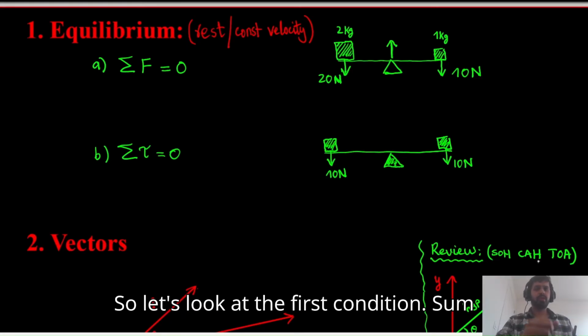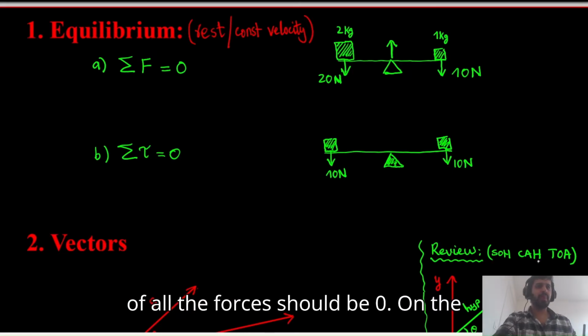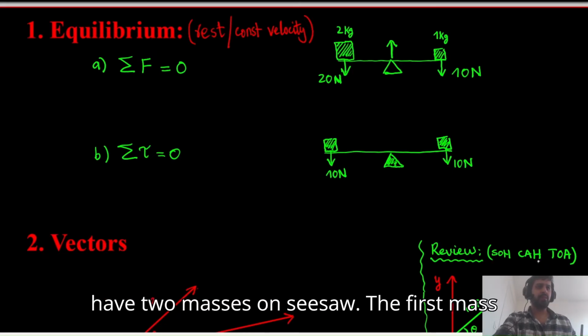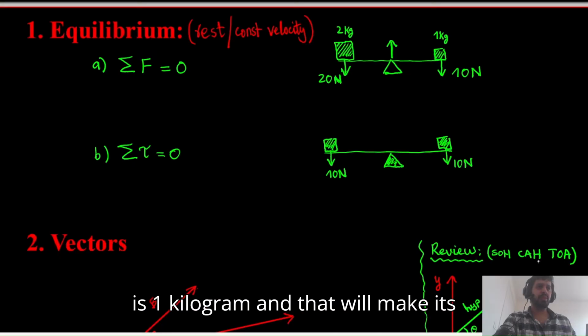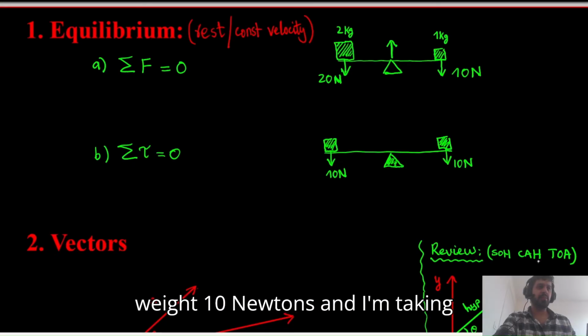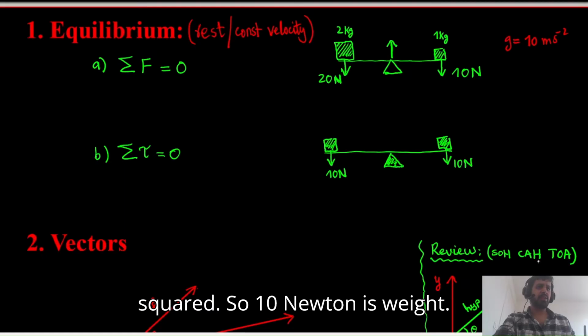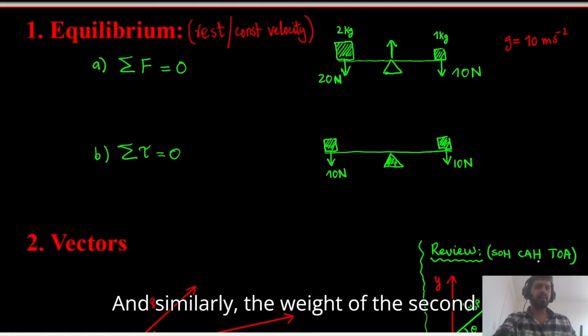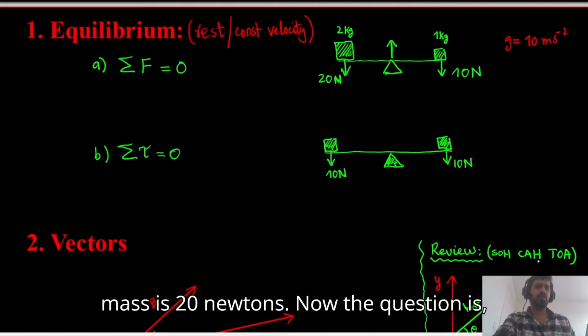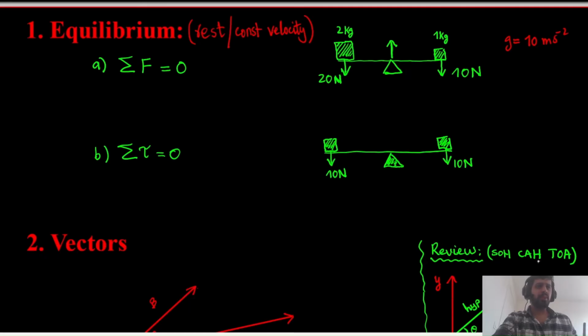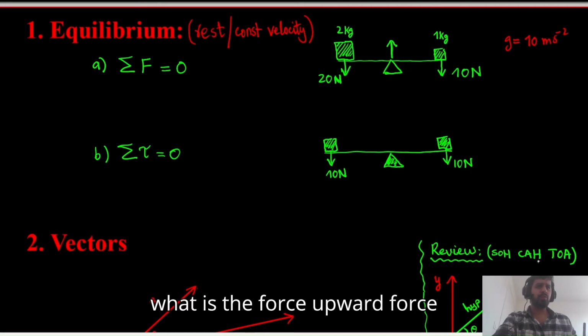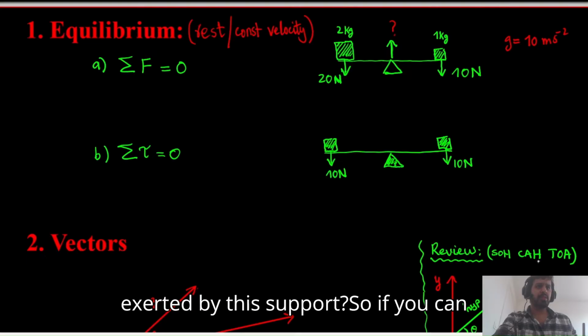So let's look at the first condition, sum of all the forces should be zero. On the diagram on the right side, you can see we have two masses on a seesaw. The first mass is 1 kilogram, and that will make its weight 10 newtons. And I'm taking g as 10 meters per second squared. So 10 newtons is the weight. And similarly, the weight of the second mass is 20 newtons. Now the question is, what is the upward force exerted by this support?